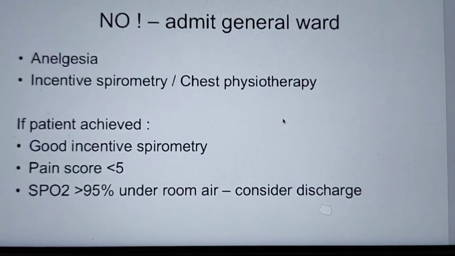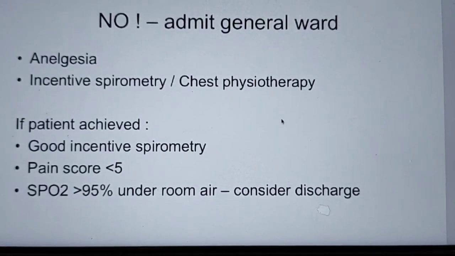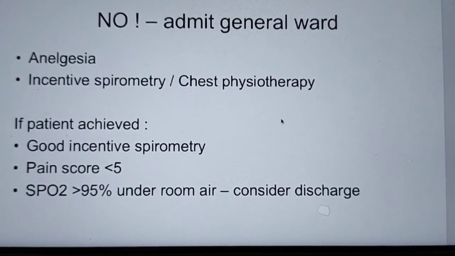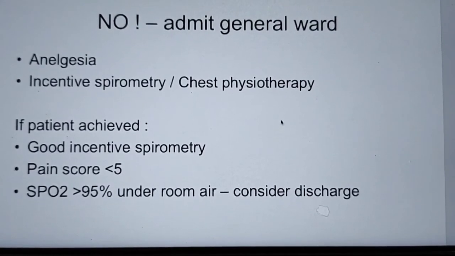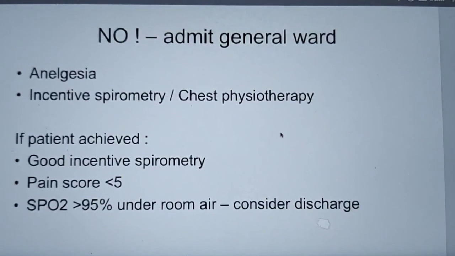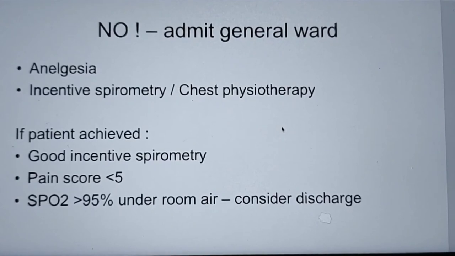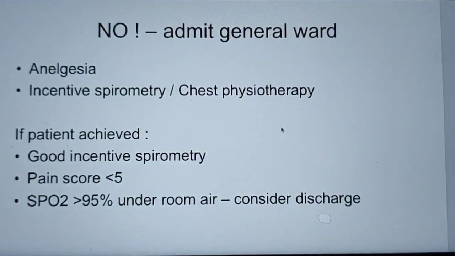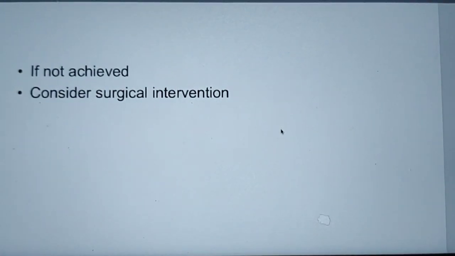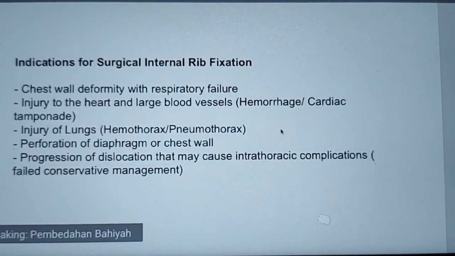If no need for intensive care, no need for critical care, we admit to the general ward for analgesia and incentive spirometry, chest physiotherapy. And if the patient achieves good incentive spirometry, SpO2 more than 95% under room air, we can consider discharge. If not achieved, then we can consider surgical intervention.